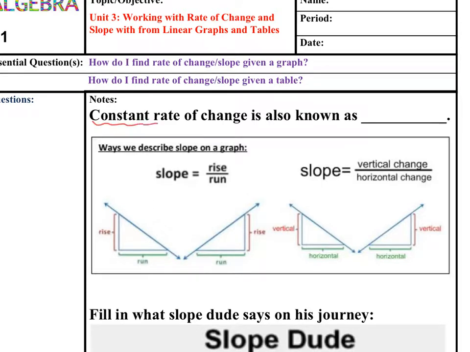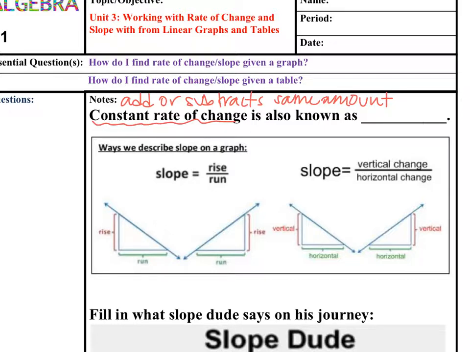A linear function is one that has a constant rate of change. Constant rate of change means it adds or subtracts by the same amount over and over and over forever. That's what makes a linear function, if it has a constant rate of change.